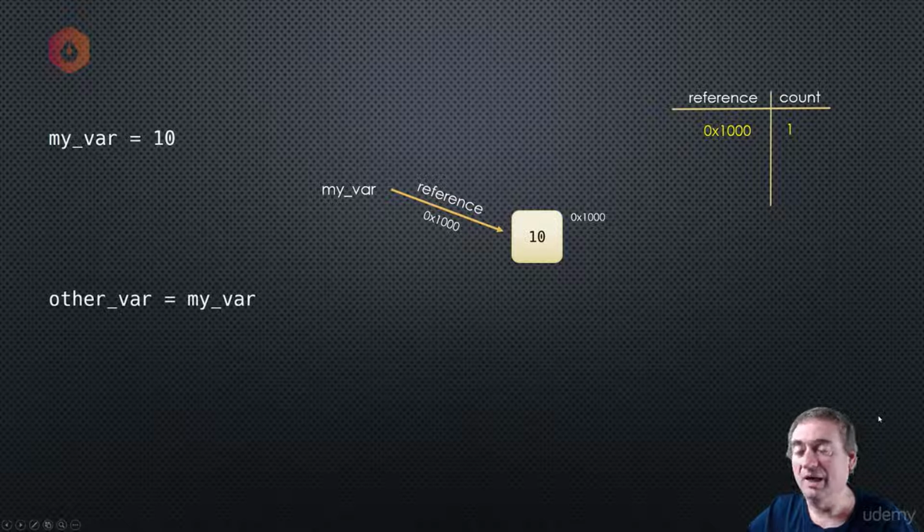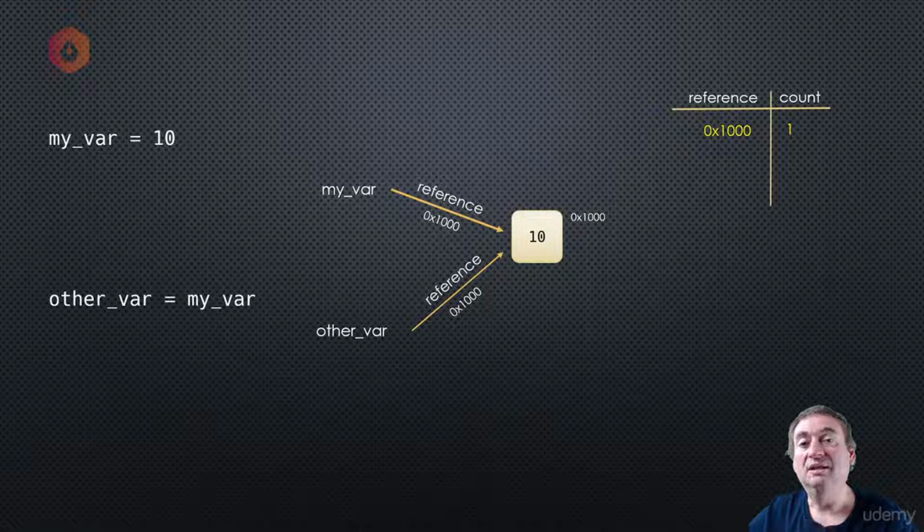But let's say we write this other line of code. other_var = my_var. Now remember, we are dealing with pointers, right? We're dealing with memory addresses, references. When we say other_var = my_var, we are not taking the value 10 and assigning it to other_var. We're actually taking the reference of my_var and assigning that reference, 1000, to other_var. In other words, other_var is also pointing to that same object in memory. So it's really important to understand that distinction.